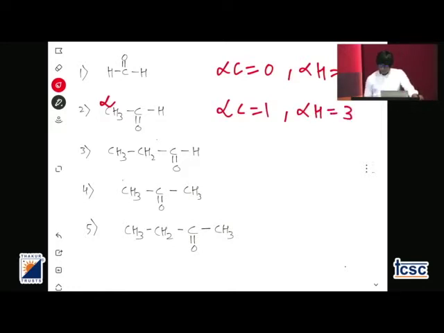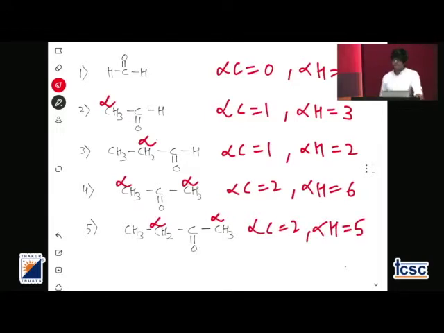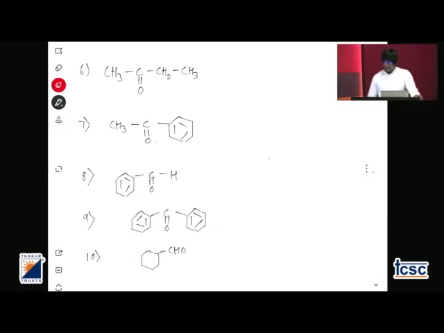Going to the third structure, there is one alpha carbon. This is the alpha carbon directly bonded to the functional group, and the number of alpha hydrogen atoms are 2. Fourth structure, the number of alpha carbon atoms would be 2 and the number of alpha hydrogen atoms would be 6. Fifth structure. So when I go to the fifth structure, the number of alpha carbon atoms would be 2 again and the number of alpha hydrogen atoms would be 5. Yes. Going to the sixth structure, can you guess the number of alpha carbon atoms and the number of alpha hydrogen atoms? The number of alpha carbon atoms would be 2 and the number of alpha hydrogen atoms would be 5.